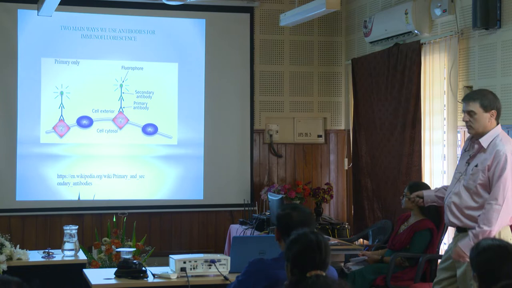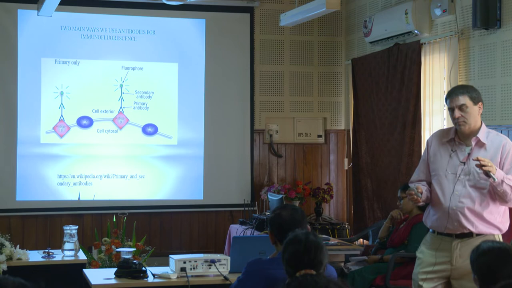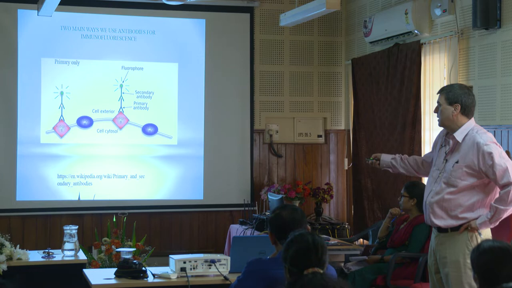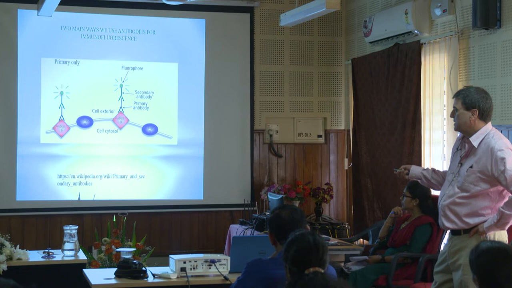The primary antibody is defined as, what do you think the primary antibody is? Anybody got an idea? The primary antibody is the one that recognizes your antigen. This is poorly drawn. I should have caught that when I looked at it. This little piece shouldn't be there. This should be just sticking right down to it. So it'd be the primary antibody right here, recognizing the antigen, sticking to the antigen.